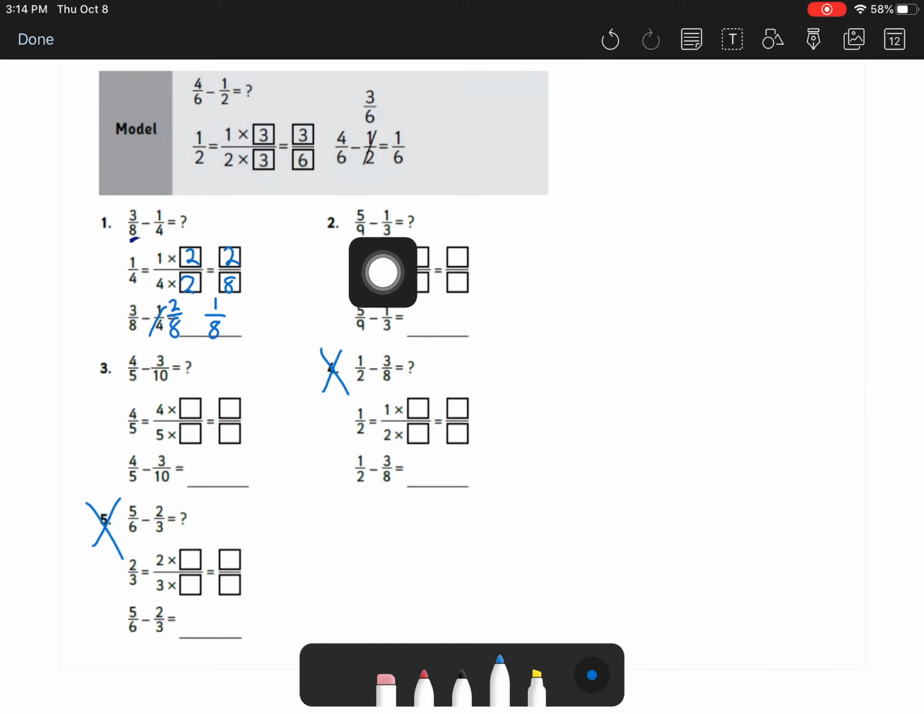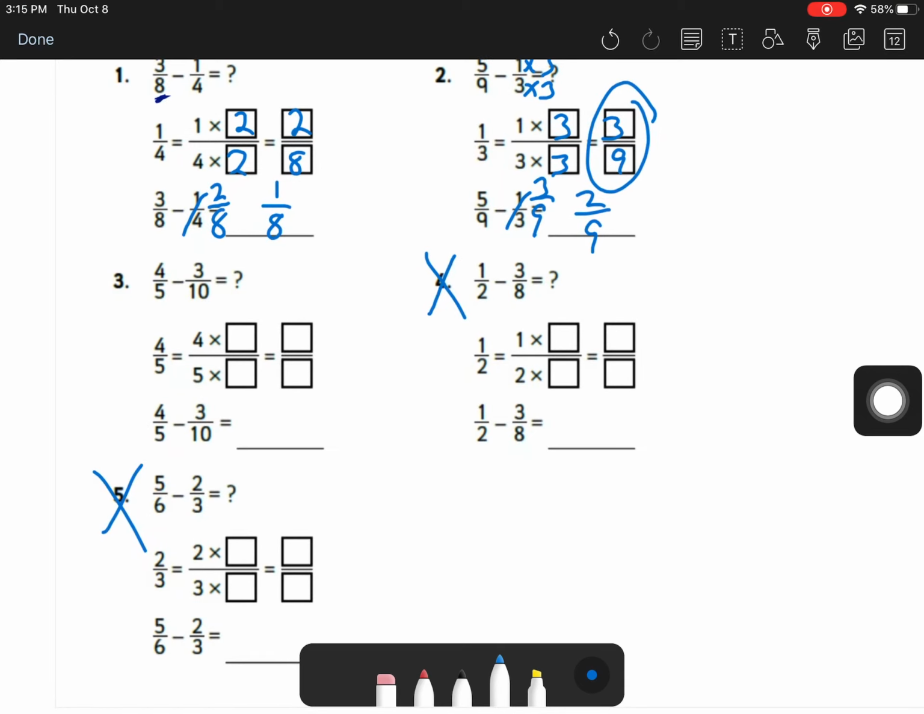Okay, in this one, 9 is my denominator and 3. So I need to multiply that 3 times 3 to make it a 9. And the 1 also times 3, so that's going to be 3. So it'd be times 3 times 3. So the 1/3 becomes 3/9, right? And now I can subtract 5 minus 3, and that would become 2, and the denominator stays 9. All right.